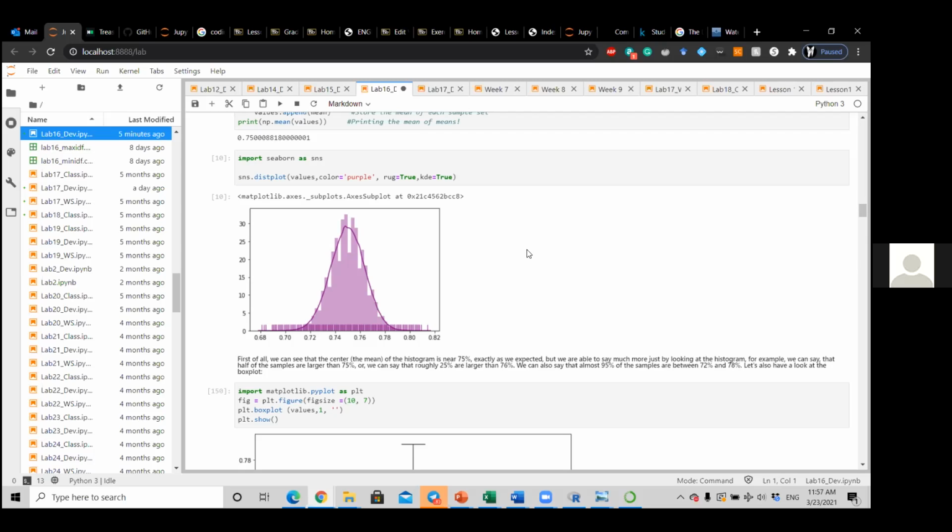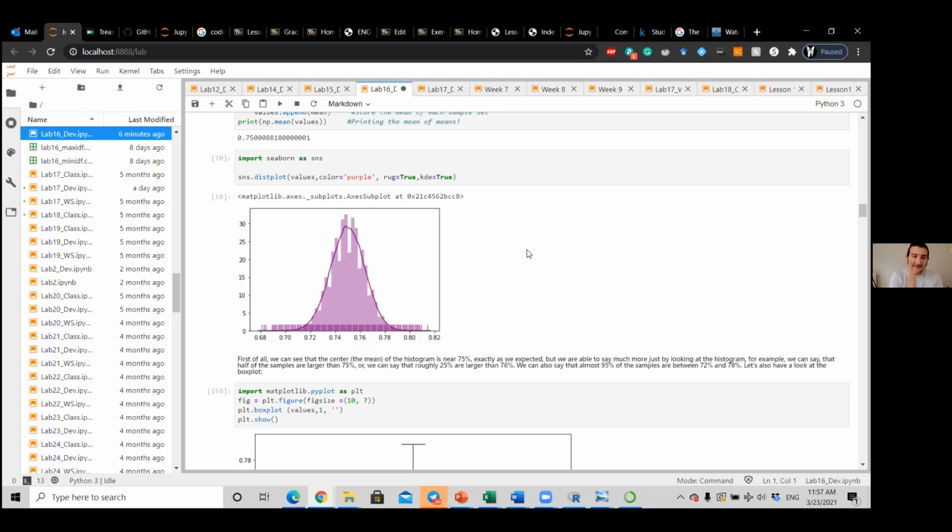That the mean is 75%. What else? Also that, I suppose the range of correctness we have is from 0.68 to 0.82. You're getting very close, yes.